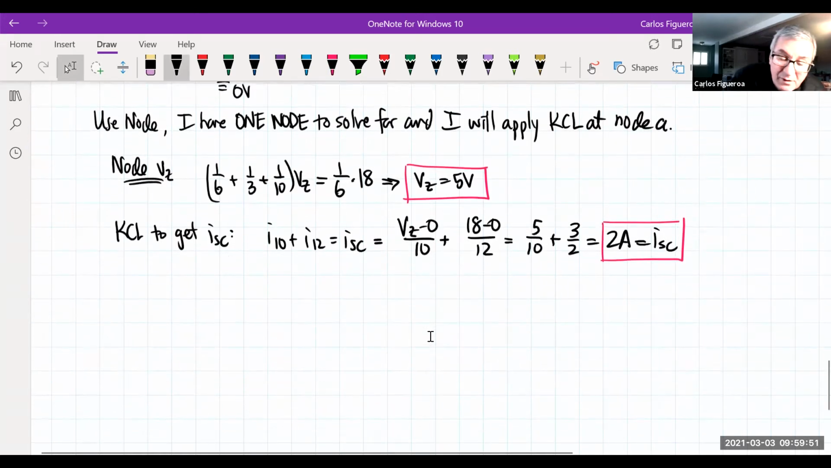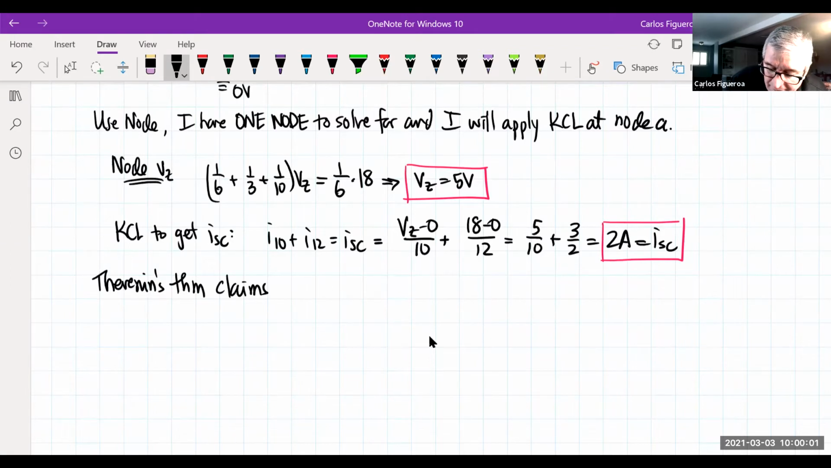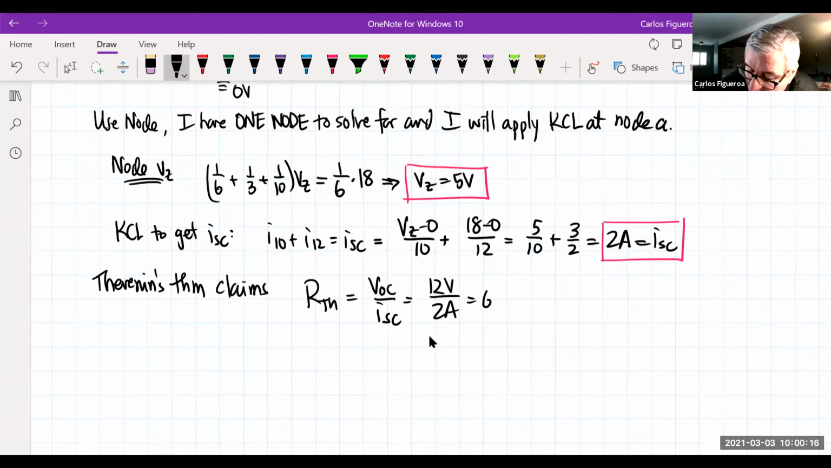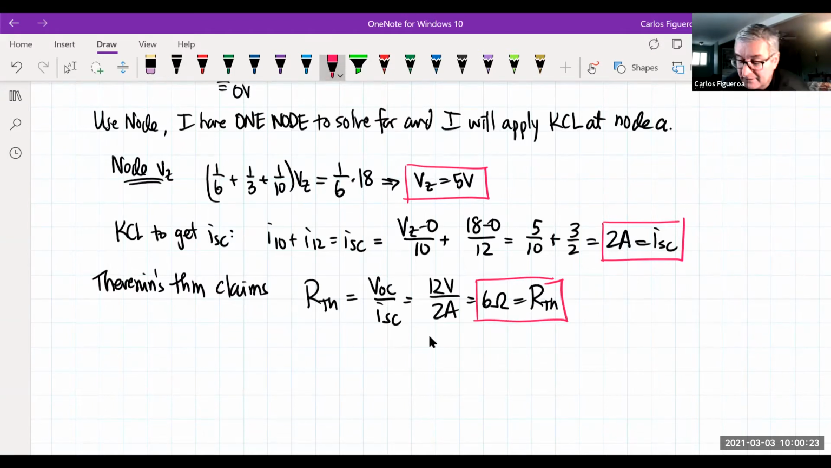So now, what does Thevenin's theorem say here? Thevenin's theorem claims that RTH for method 2 is VOC divided by I short circuit. But we already agreed that the voltage for VOC was 12 volts divided by 2 amps, and look what I get, 6 ohms again. So each method is giving me exactly the same resistance.